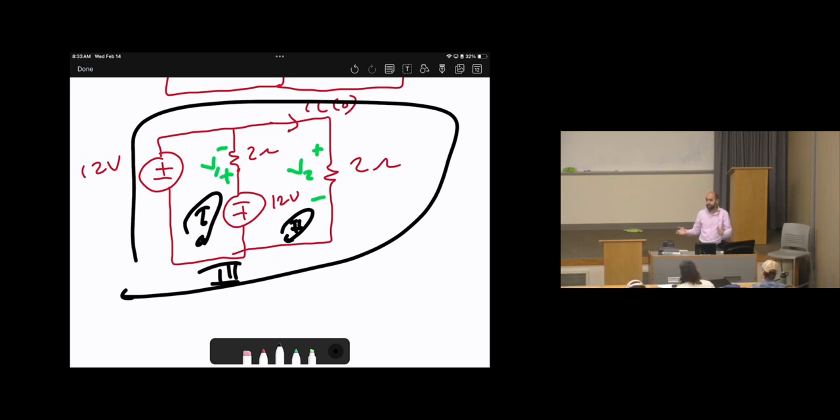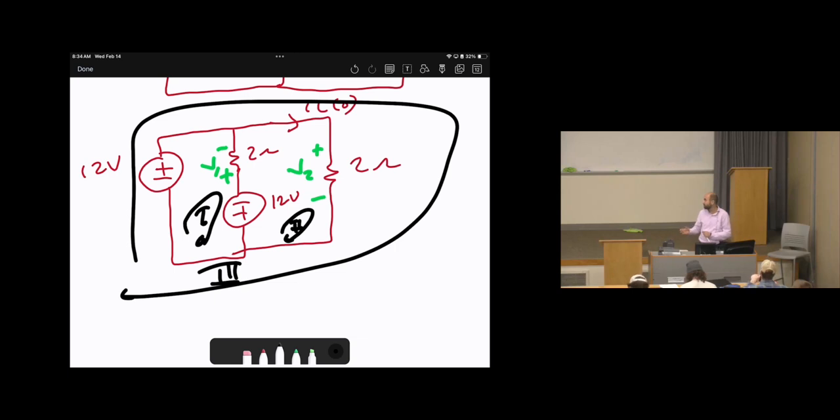So we can find the answer this way. Do KVL loop 1 to find V1, then KVL loop 2 to find V2. But from my point of view, this method might take longer. There is an easier way. We can do KVL loop 3, the outer loop. In the outer loop, we have 12 volts and V2. The only unknown is V2.